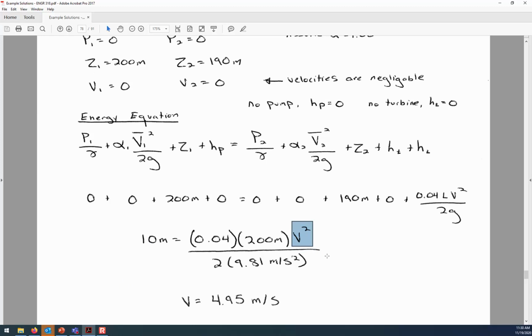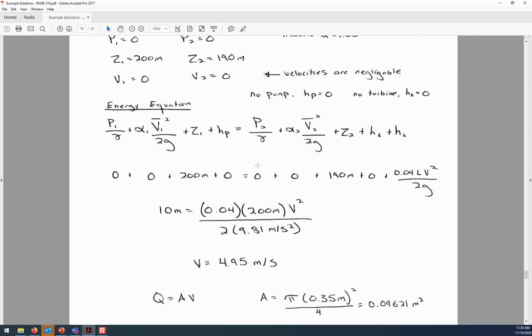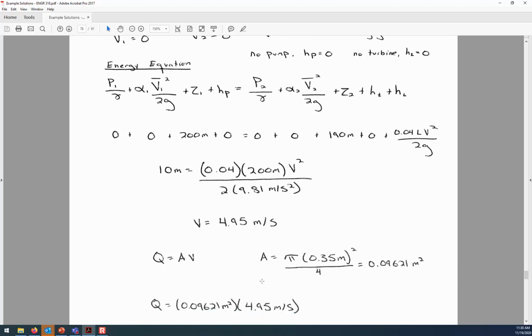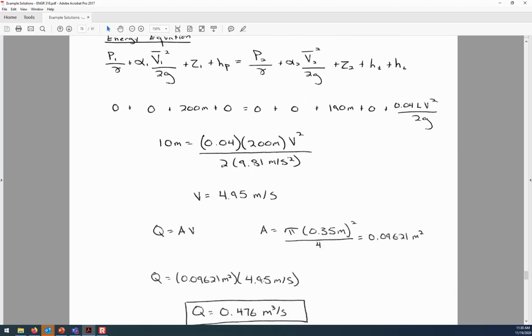So you can see rearranging that to solve for V means that the flow velocity is going to be 4.95, and then if we know the cross-sectional area of a 350 millimeter diameter pipe, we can calculate the area and then get the Q from that. So the flow rate is 0.476 cubic meters per second. So, any questions about that?